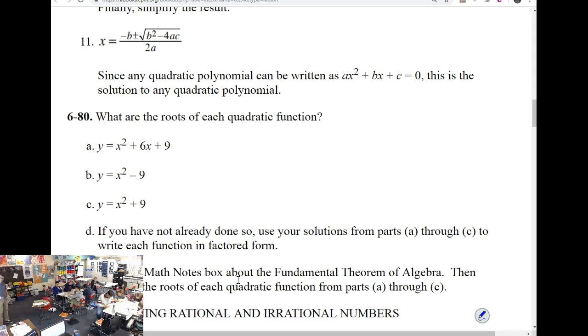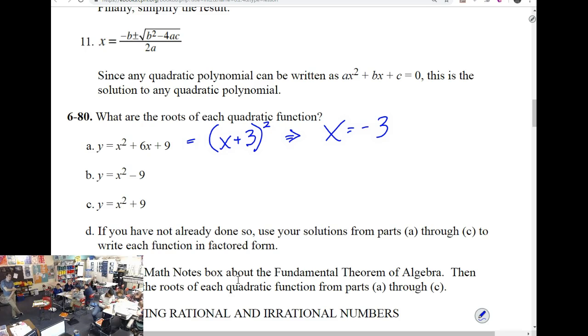What type of quadratic is A? Perfect square, right? So this becomes (x + 3) squared, which means your zero is x equals just negative 3. So that parabola only has one zero point.